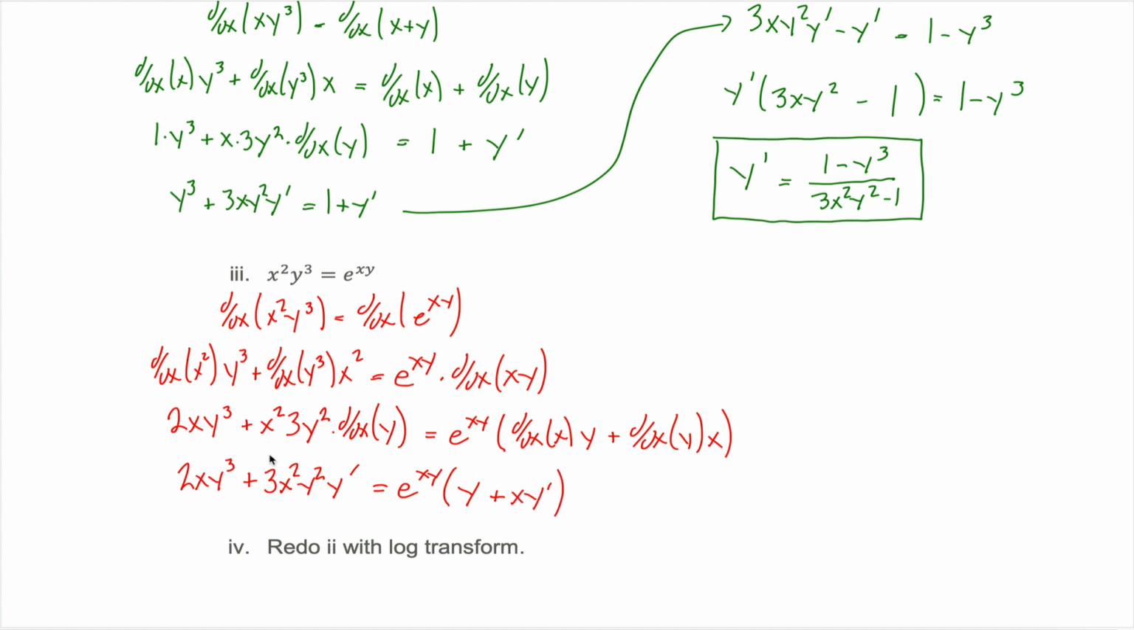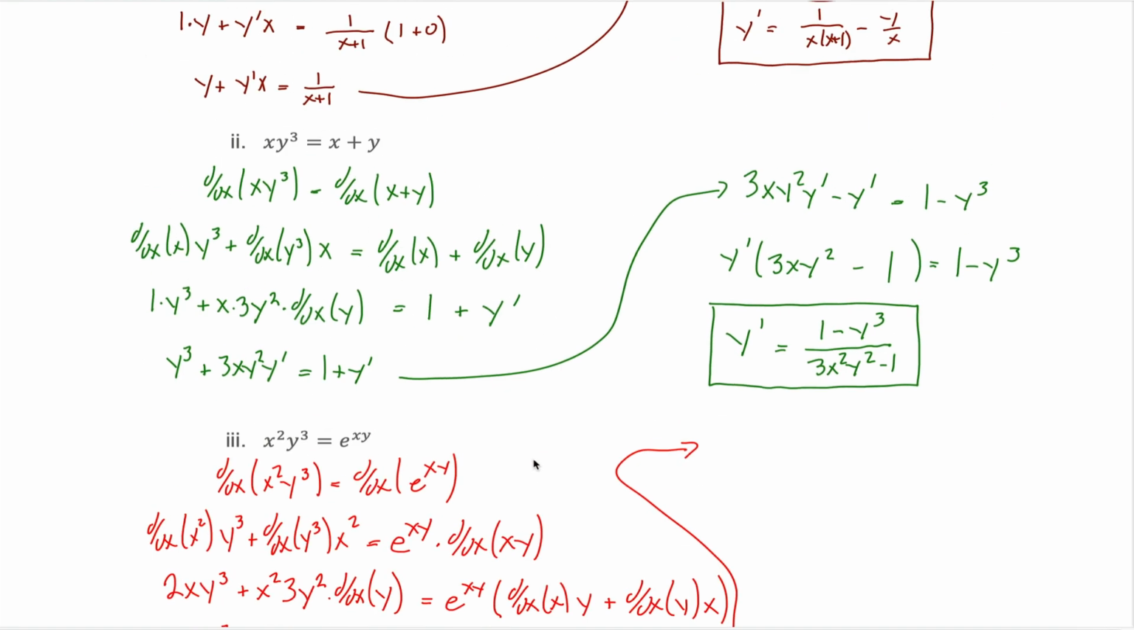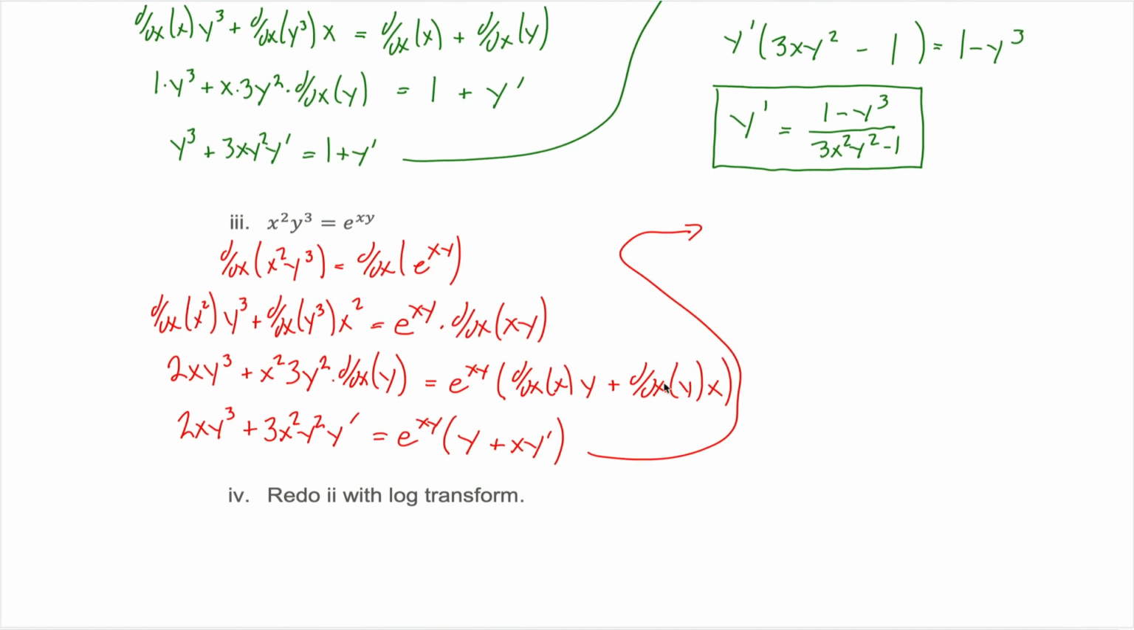Good news and bad news. The good news is we don't have any more d over dx symbols, so we're done with the calculus. The bad news is the algebra involved to solve for y prime is a little bit challenging. It's going to end up being pretty similar to what we did up here, where we collect all the terms with y primes in them on one side of the equation. But it's a little bit hard to do that right now because of these parentheses.